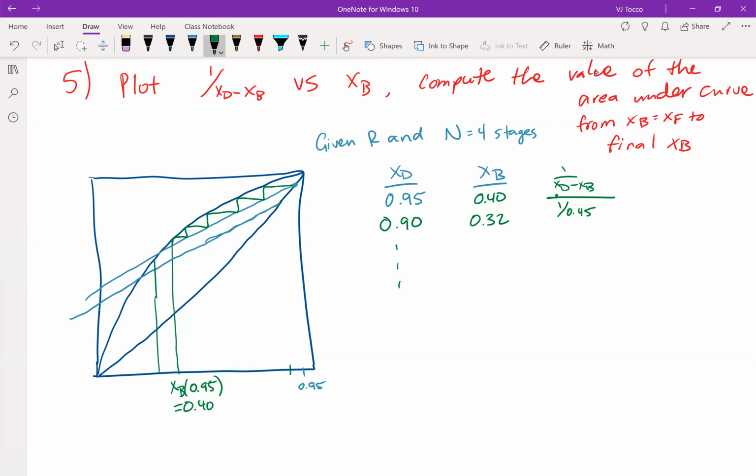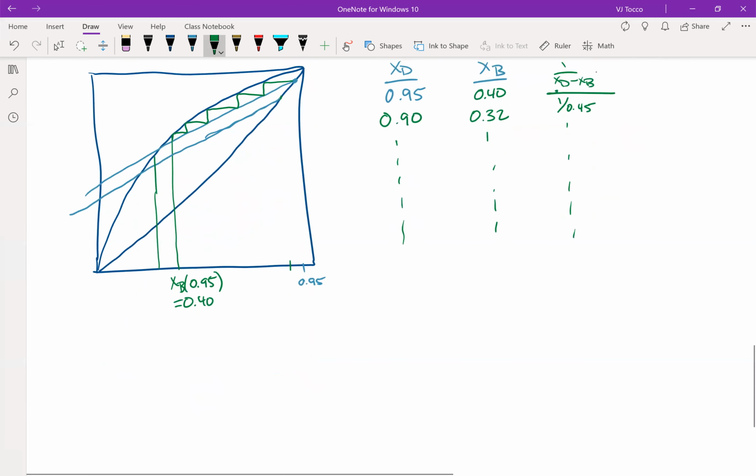So I'm going to keep going with this. Carry this all the way down until I get a very good range. Do the same thing with 1 over xd minus xb. The second value, of course, would be 1 over 0.90 minus 0.32, by the way.